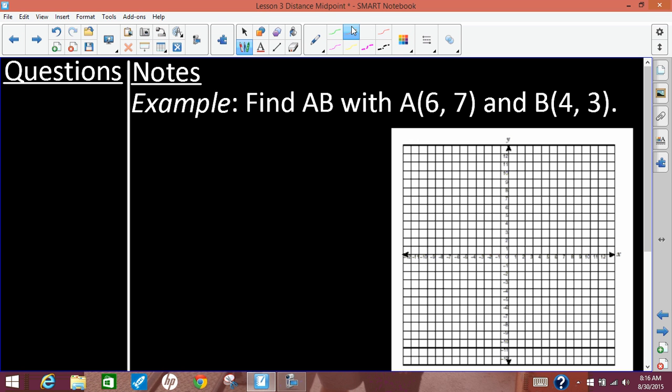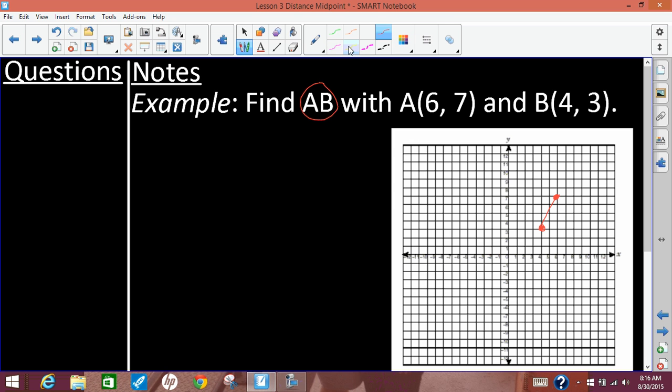So it's important to have graph paper, and if you don't, you can just do the best you can. But I just want to show you this on a graph first. I know this is a little bit small, but I'm going to put point A (4, 3) on here, and point B (6, 7) on here. We're looking for the length. Remember, this means the length of segment AB. We're looking for the length of that segment.